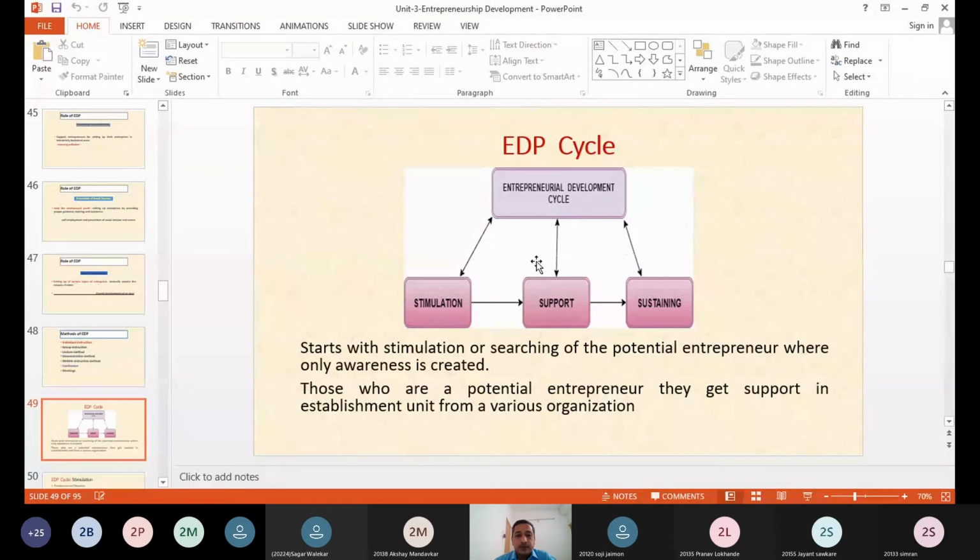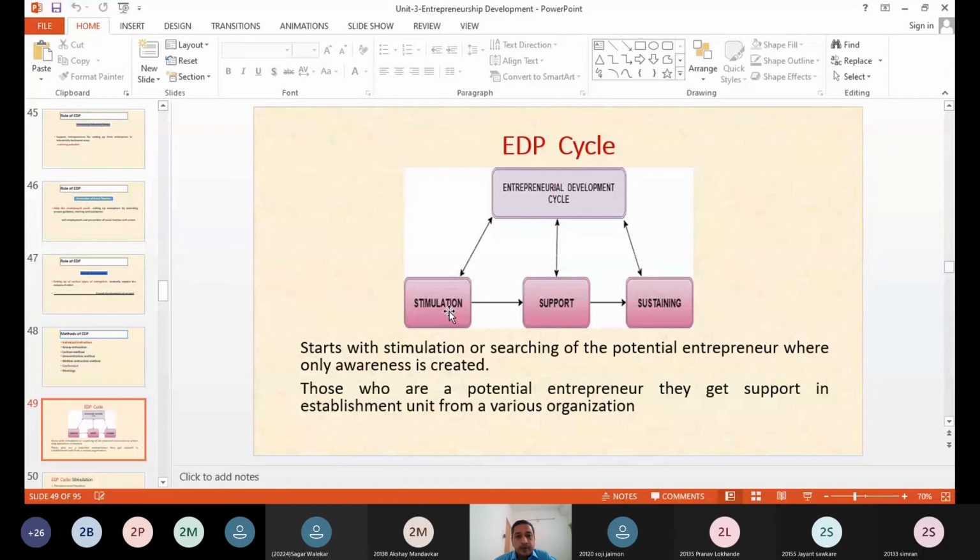In the stimulation phase, you will see that awareness is created related to entrepreneurship. People are motivated for such entrepreneurship development programs, and those who are really potential entrepreneurs get support in establishment of a unit from various organizations. We'll see these three phases one by one.